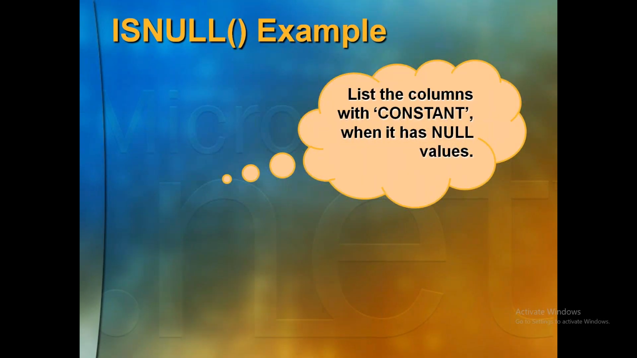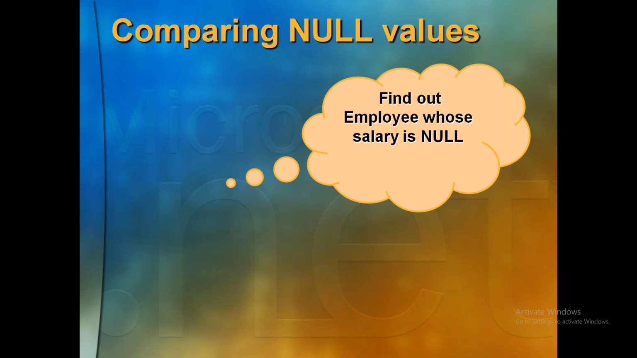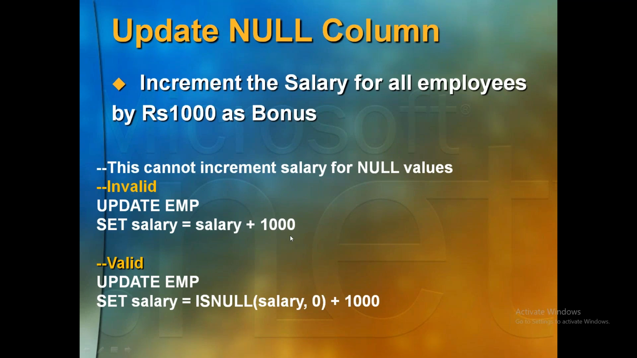And one more thing I wanted to maintain. So this is my data. Now there is a requirement here. This is the column constant value. This we have written. Comparing null values, you need to use the is operator. Next thing is that increment the salary for all employees by 1000 as bonus. So whatever the salary that you have, I need to add 1000 to that. So the salary plus 1000 is to be added to the salary. I wanted to increment. But this cannot increment salary for null values.